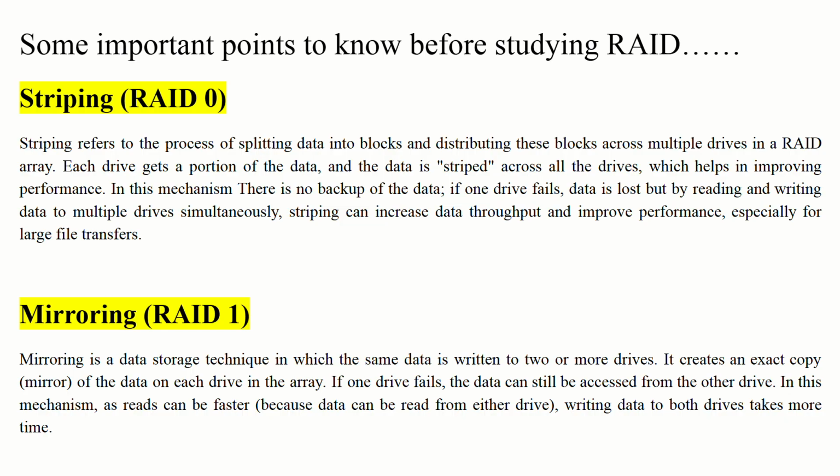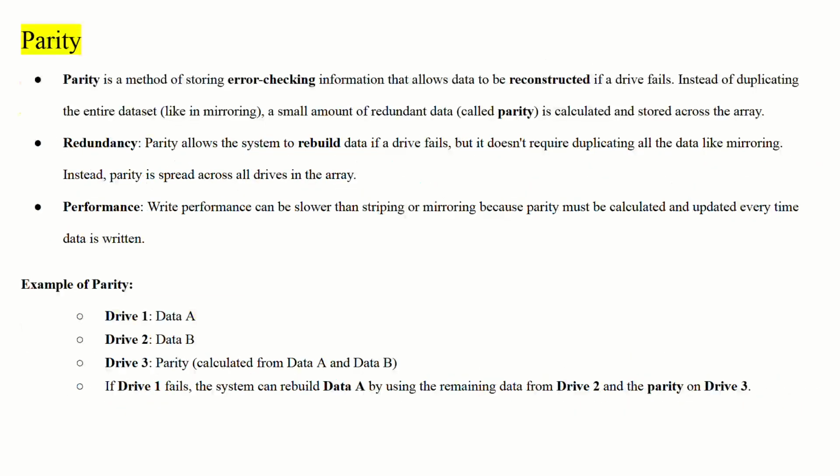Then the second component is mirroring. Mirroring means we are going to store a copy of the data, which means whatever information I store in one drive, the exact same thing will get stored in another drive. Then the last one is parity. Parity is like a separate drive. Suppose I have four drives, and including parity, consider parity as another drive. So in total I have five drives.